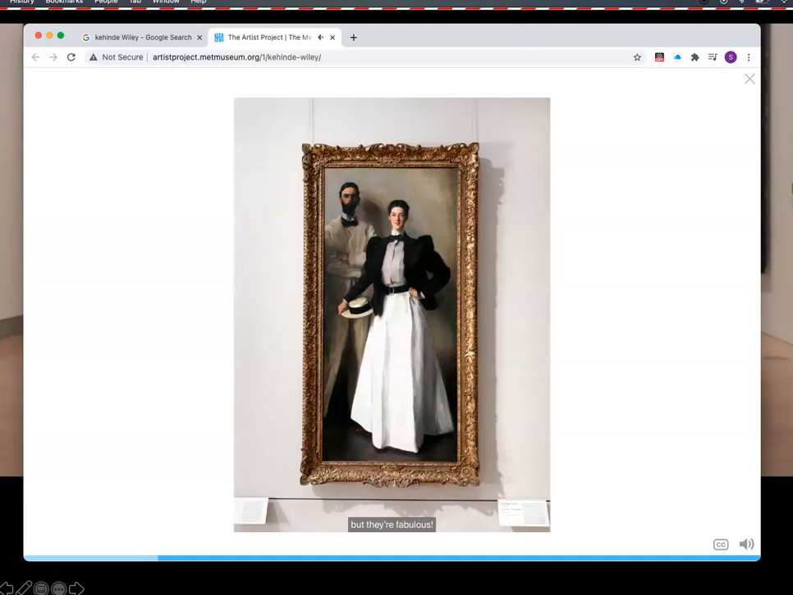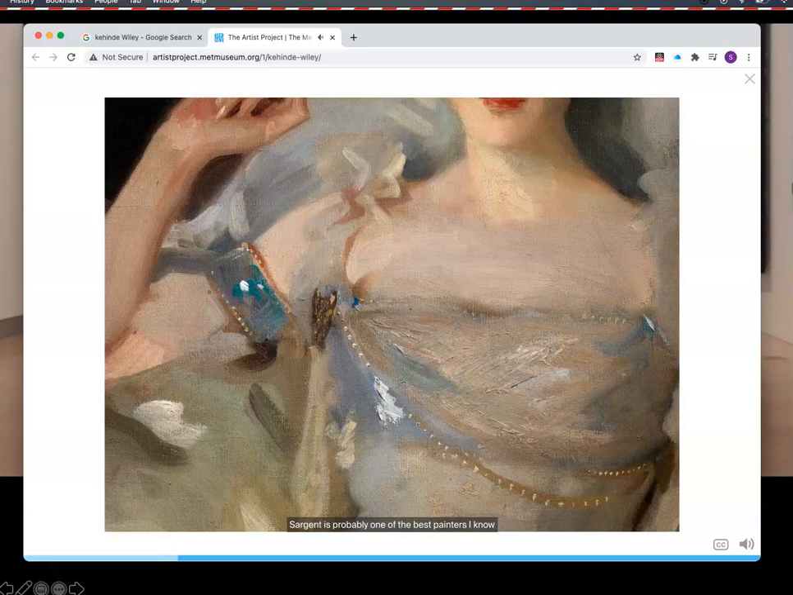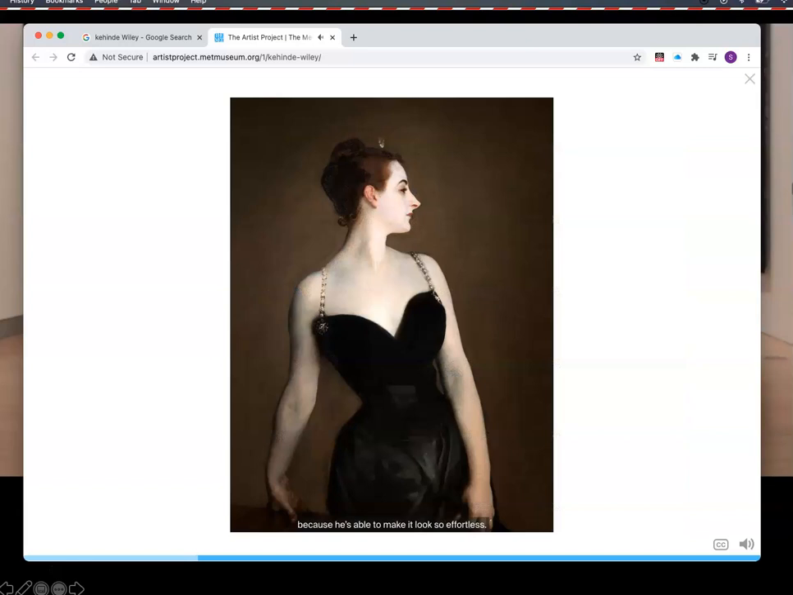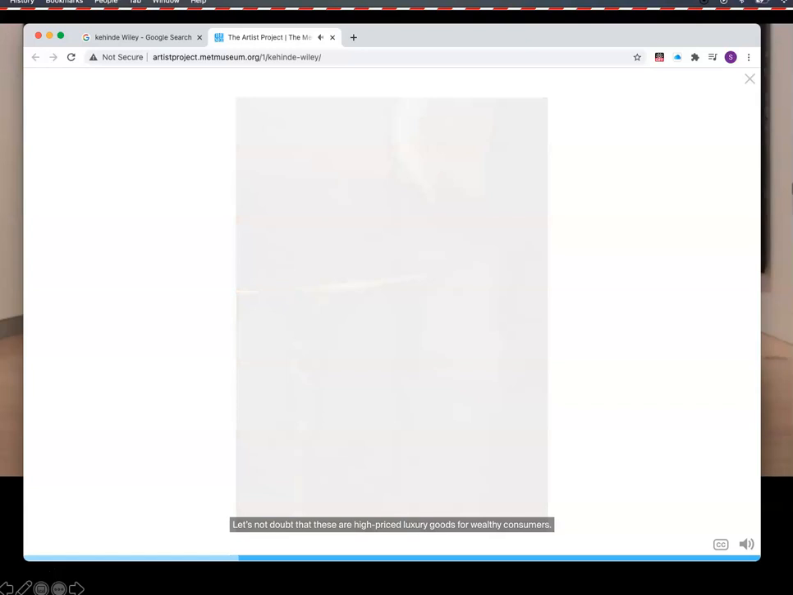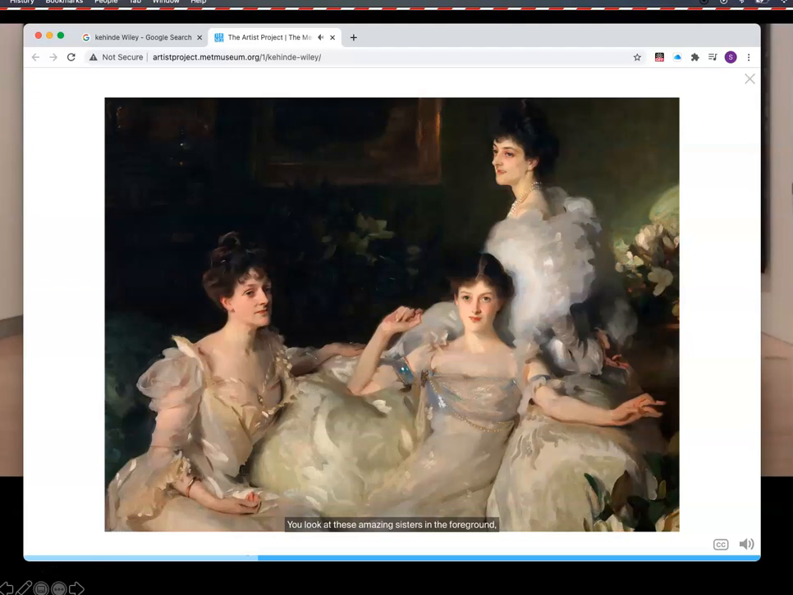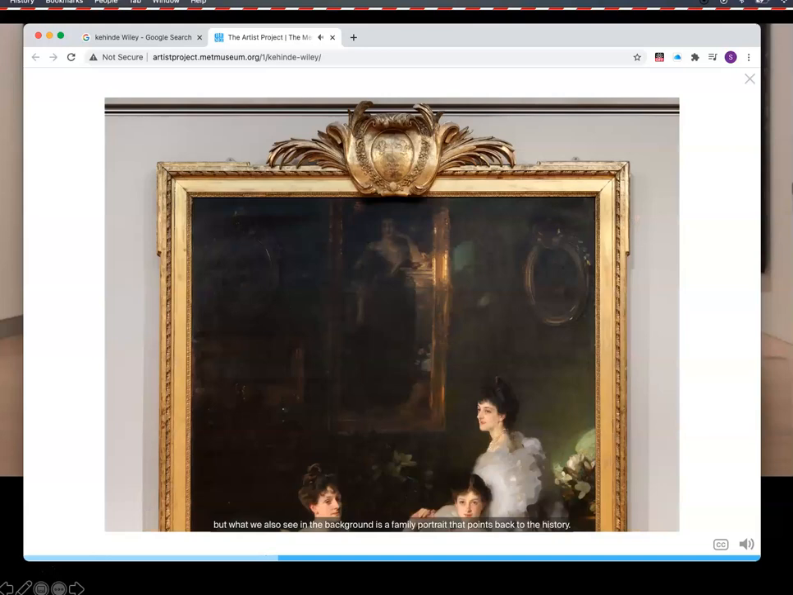The seduction is there. Sargent is probably one of the best painters I know because he's able to make it look so effortless. You have a table, the masterstroke of the highlight. What's little known is that Sargent would make that masterstroke, and if it wasn't just quite right, he'd wipe it off. Let's not doubt that these are high-priced luxury goods for wealthy consumers. We look at these amazing sisters in the foreground, but what we also see in the background is a family portrait that points back to the history.